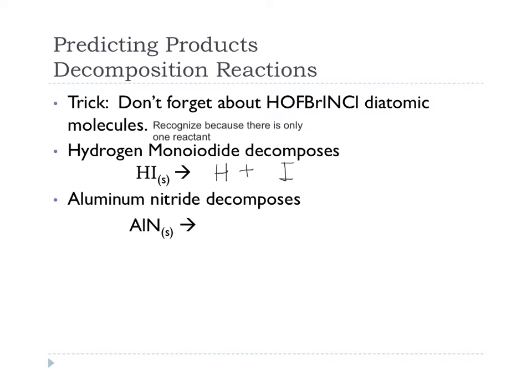and the only question you have to ask yourself about elements is, is it one of our 7 diatomic molecules or not? In this case, hydrogen and iodine are both on our diatomic list. So instead of H and I, it's H2 and I2. Aluminum nitride is going to break down into aluminum and nitrogen. And again, I've got to ask myself if either of those elements are diatomic. Aluminum is not, so it'll just be Al. Nitrogen is one of our 7 diatomic molecules, so it will be N2. That's all there is to decomposition reaction patterns.